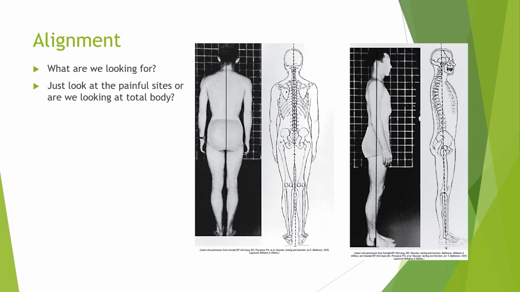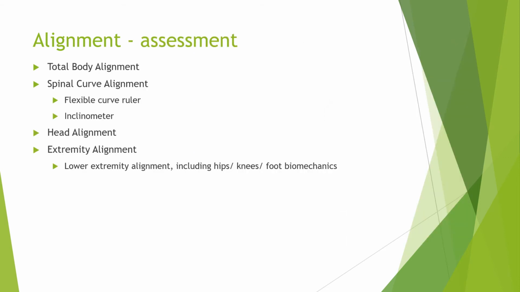You can use a plumb line like they do here in this example, or even just having them line up and look at different landmarks of the body. Making sure that you're also not just looking at the painful sites, but looking at the full body to see if something else might be going on. Just because a patient's complaining of pain doesn't mean that's the pain generating area of the body. So there's all kinds of ways to assess the alignment of the body. We want to, like we just said, look at the total body alignment. We want to look at the spinal curve alignment, and there's all kinds of different things that you can use.